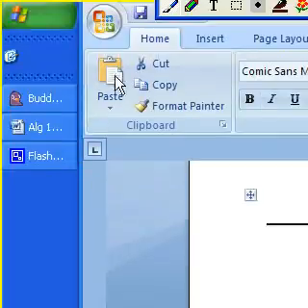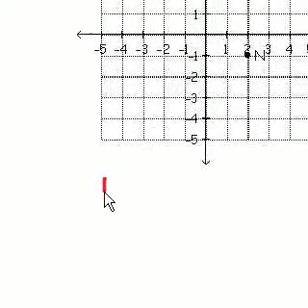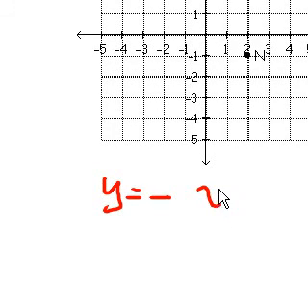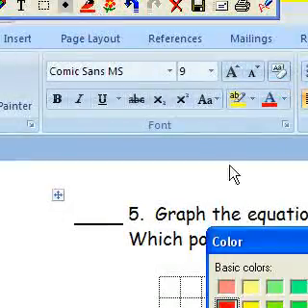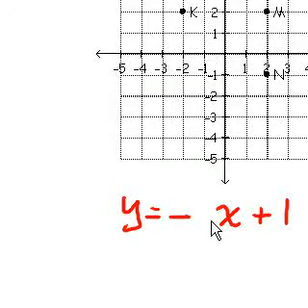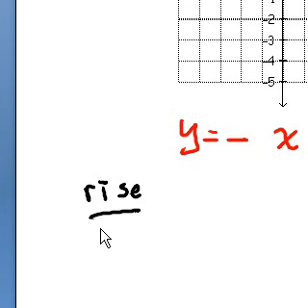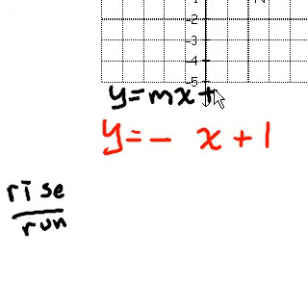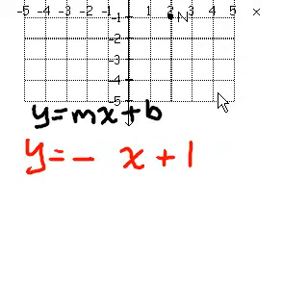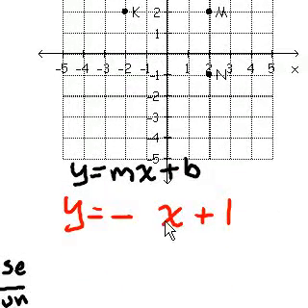Okay, for 5 and 6, we're moving right along. We're cooking here. For 5, let's graph the equation y equals negative x plus 1. Now, what I like to tell my students is that I always like to be able to visualize what the rise over the run is. Because remember, all of our equations take the form y equals mx plus b, where m is our slope and b is our y-intercept. So before we even start, let's take a look at our equation here. It's y equals negative x plus 1.